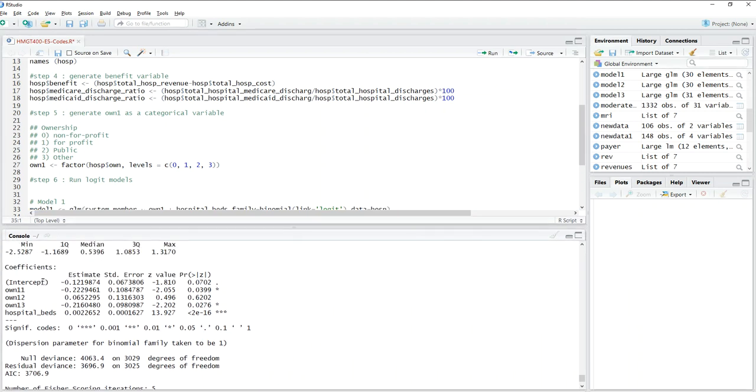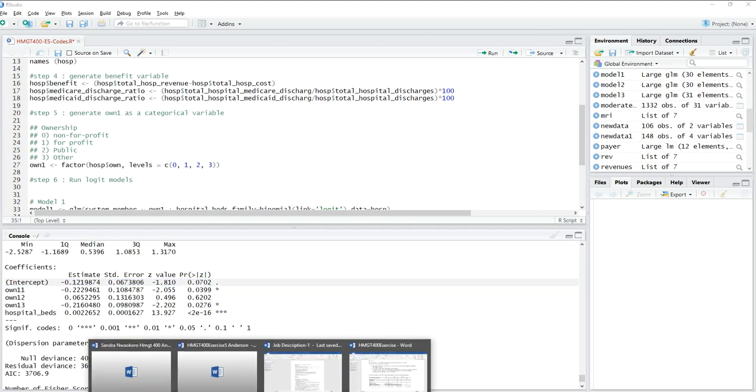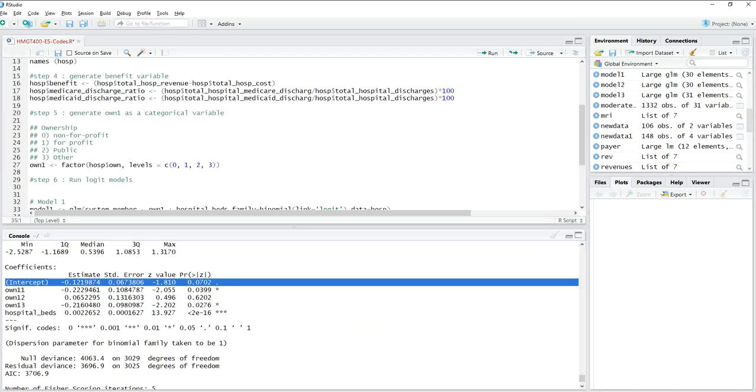The intercept is the baseline. I think probably we don't need to report it. Do we need to report? No, we don't need to report. And the constant, if you like, it's okay, you can add one more row and add this, but we don't need that in the table.